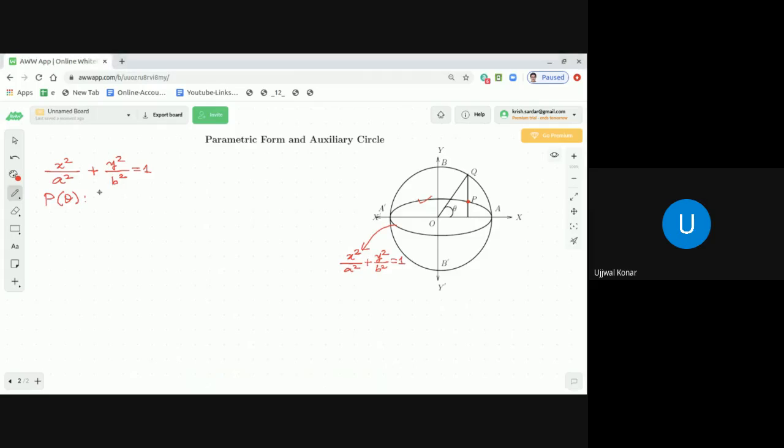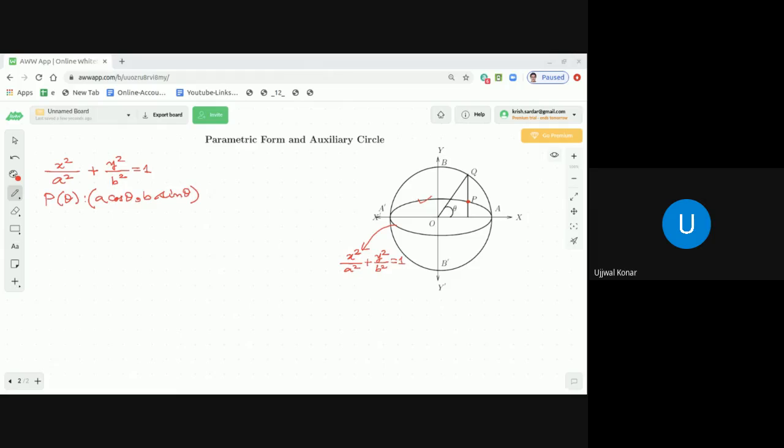We are going to take the coordinate as a cos theta, comma b sin theta, where theta is a parameter. The value of theta varies from point to point. As you vary theta, you get different points P on that ellipse. Now we are going to discuss more about that point theta.